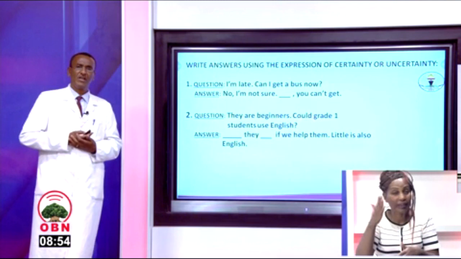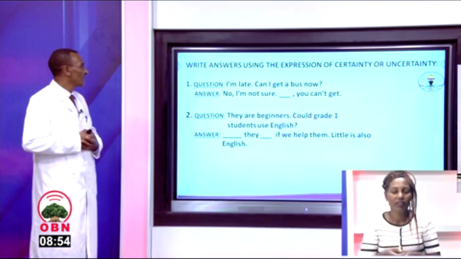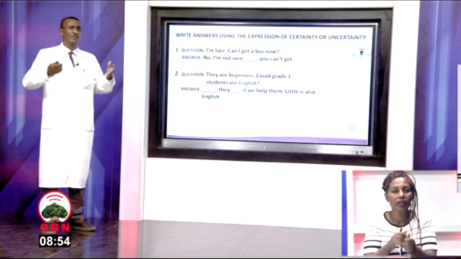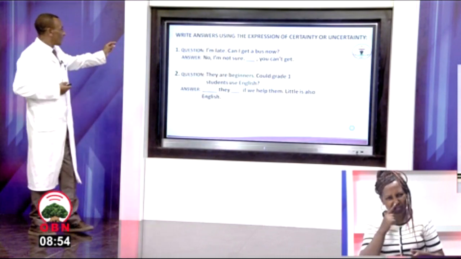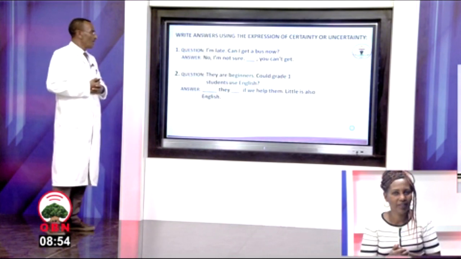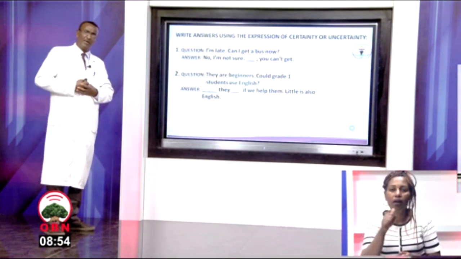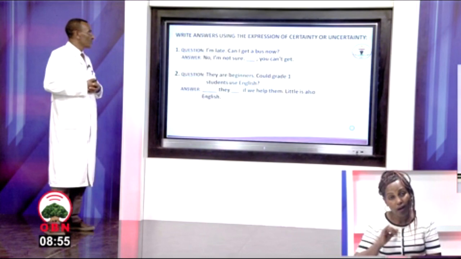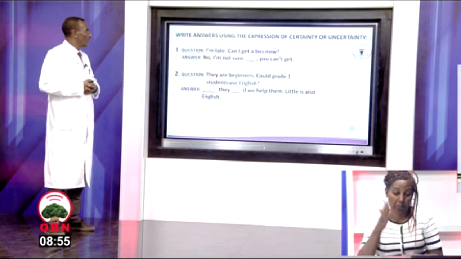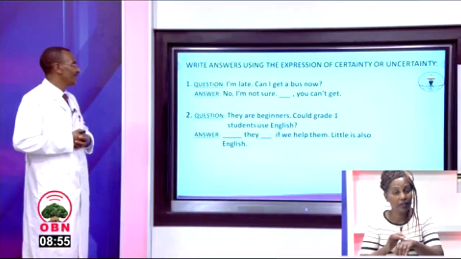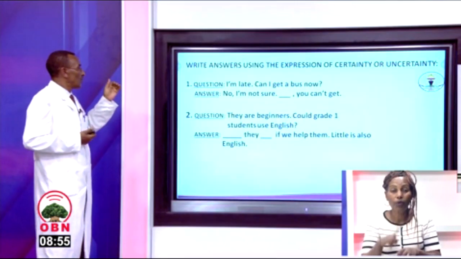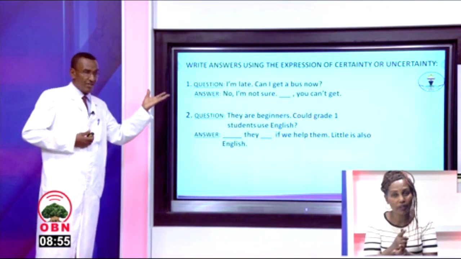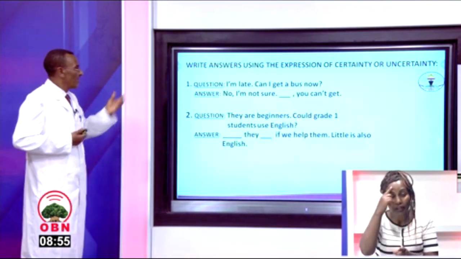Let's have more practice involving writing. Let's write to complete the following questions. Two questions. I know it will not make you tired. One question. I'm late. Can I get a bus now? The answer is no, I'm not sure. Dash, you can't get. The answer to the question will be correct only if you use the right certainty or uncertainty marker.